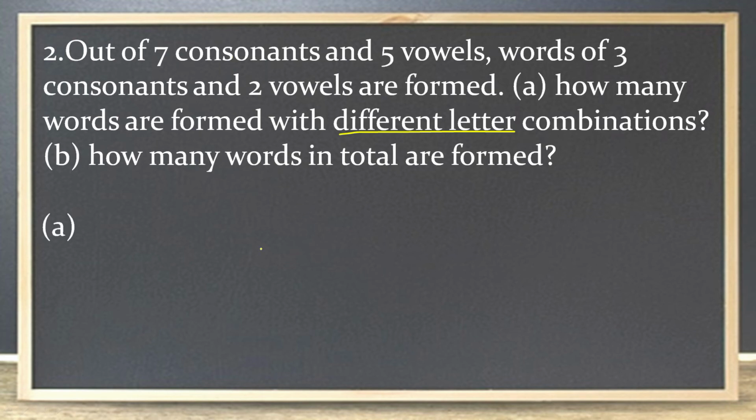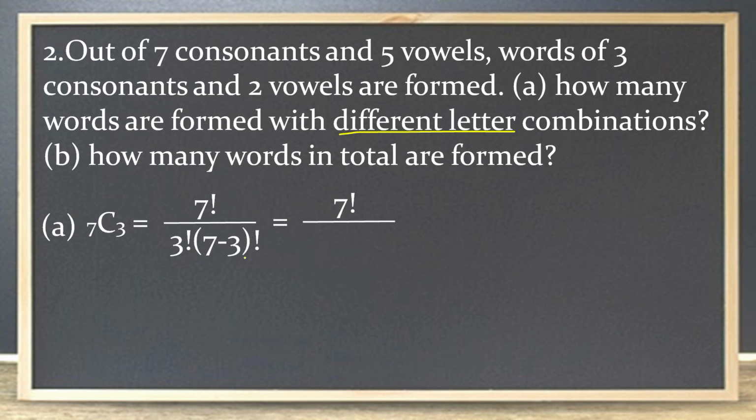All right, so let us go. We say A. We take the 7 consonants, taking 3 at a time. So we say 7 factorial over 3 factorial times (7 minus 3) factorial. So 7 factorial over 3 factorial, 7 minus 3 is 4, 3 factorial times 4 factorial.